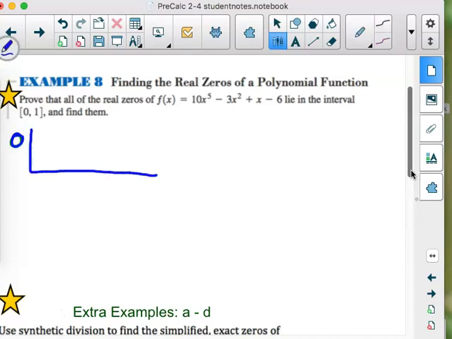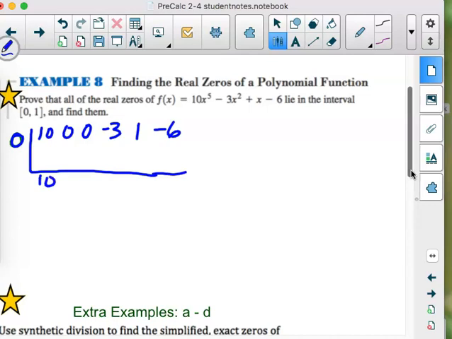Now, one of the easiest numbers to use with synthetic is 0. So this one is missing gobs of stuff. So we've got 10x to the 5th, 0x to the 4th, 0x to the 3rd, minus 3x squared, 1x, and negative 6. And we just want to show that that's going to be the lower bound. So we bring down the 10. Multiplying by 0, of course, gives you 0.